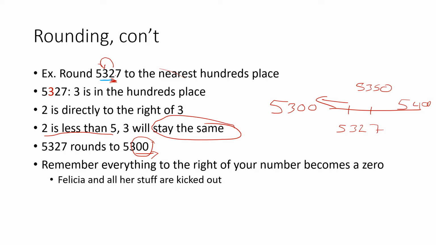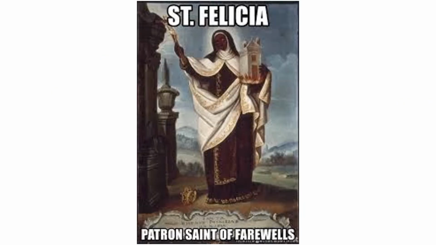Again, remember, everything that is to the right of the number to which you're rounding, everything that's to the right of Bob, will become a 0. Felicia, all her stuff gets kicked out. She has to go stay at her parents' place for a while. Fare thee well, Felicia.